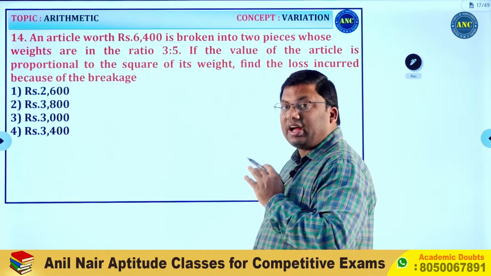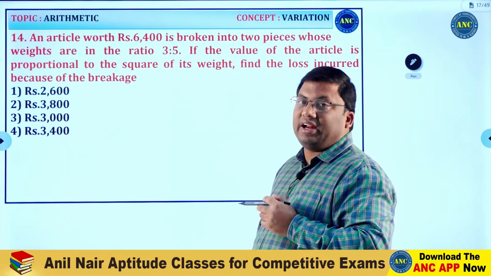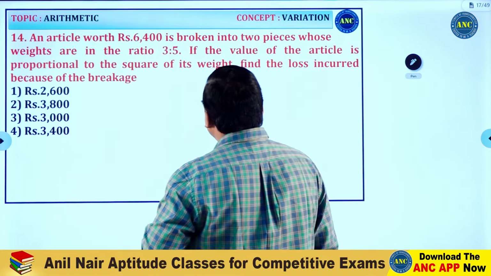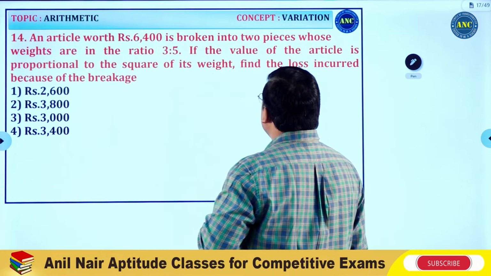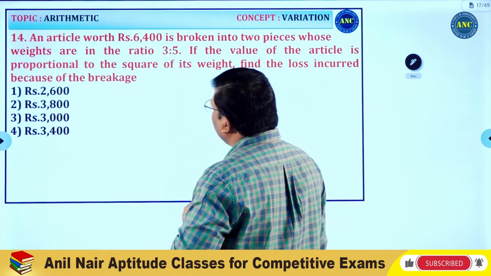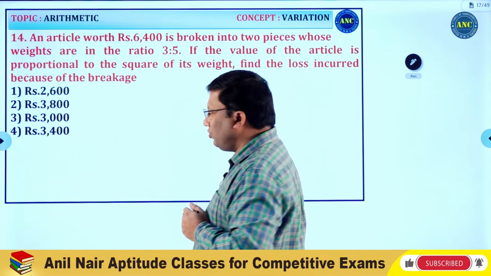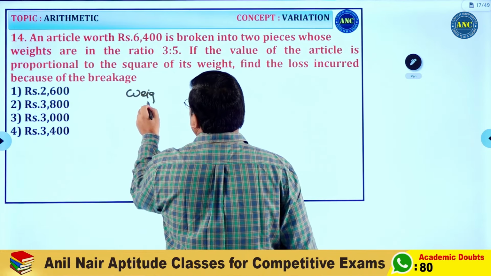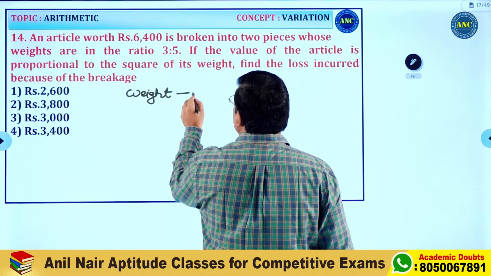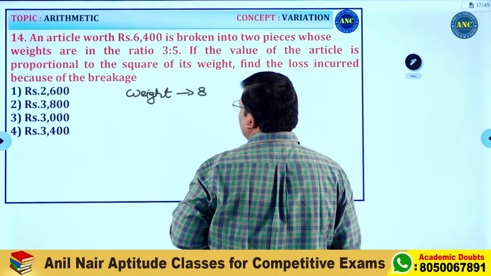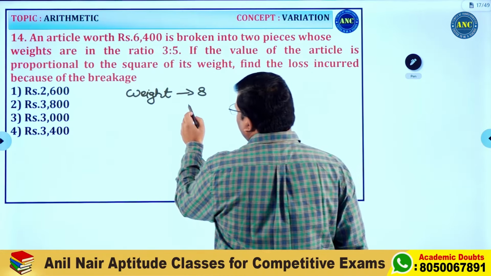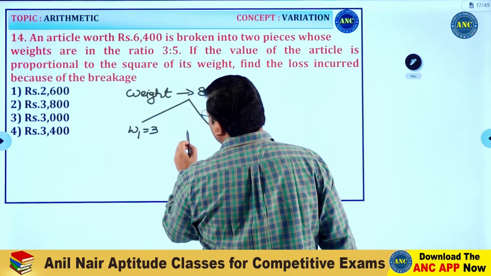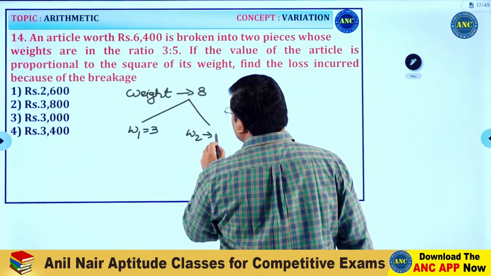Next one. These kinds of questions, breakage related questions, are very, very important. An article worth 6,400 rupees is broken into 2 pieces whose weights are in the ratio 3:5. Let us take the total weight as 8. It has been broken into 2 parts. W1 is 3 parts, W2 is 5 parts.